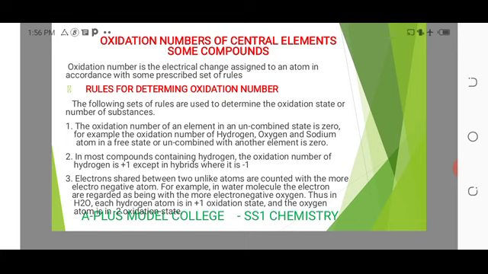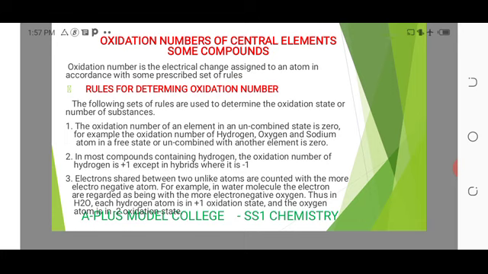Oxidation number is the electrical charge, please, not change. It's the electrical charge assigned to an atom in accordance with some prescribed set of rules. Any charge that is being attached to an atom is the oxidation number. For instance, oxygen has an oxidation number of -2 in some compounds. It takes -2, and that means that is the charge. Though it takes -1 in some compounds, most commonly oxygen takes -2.